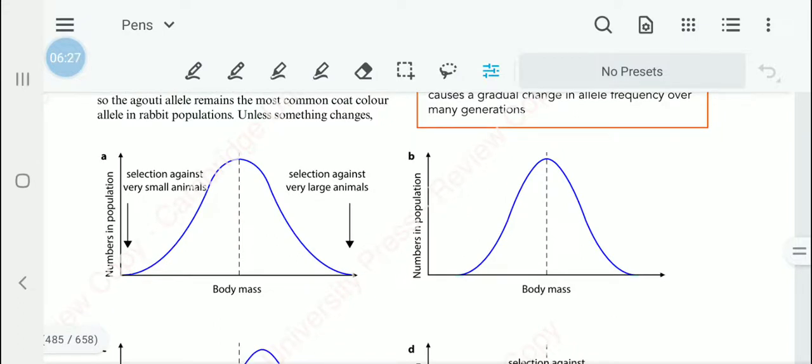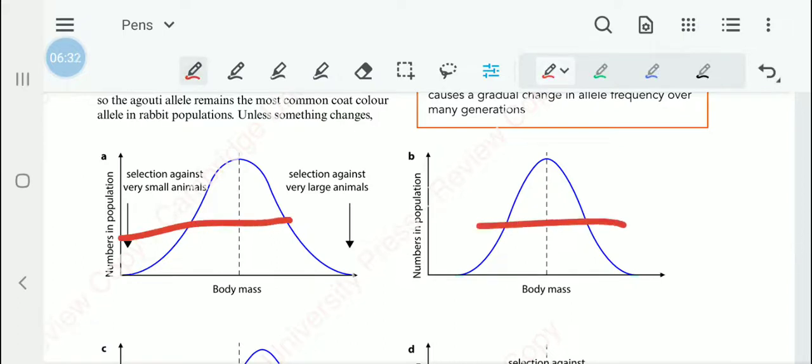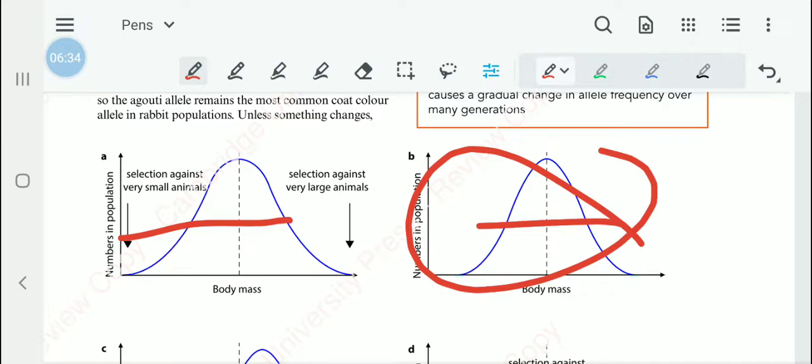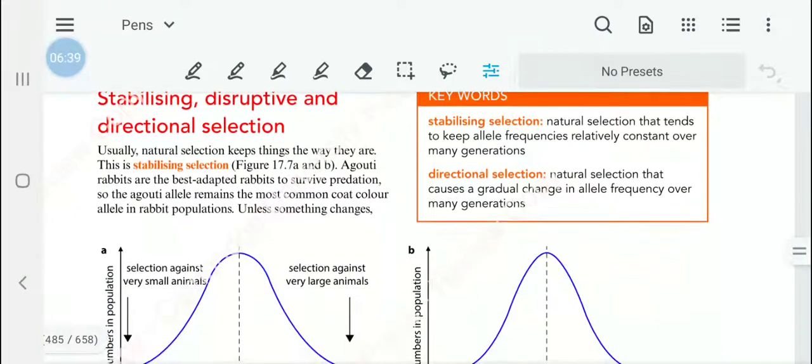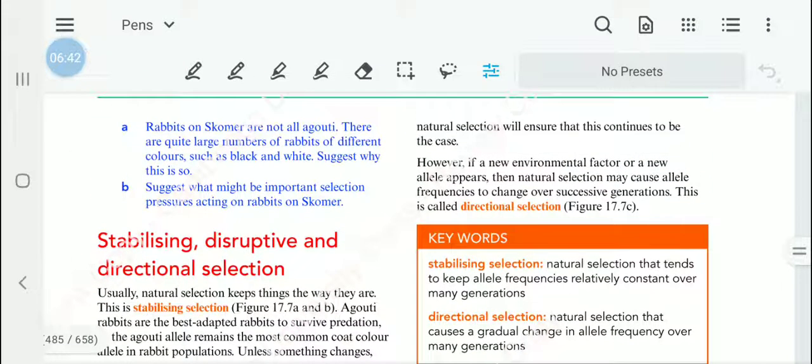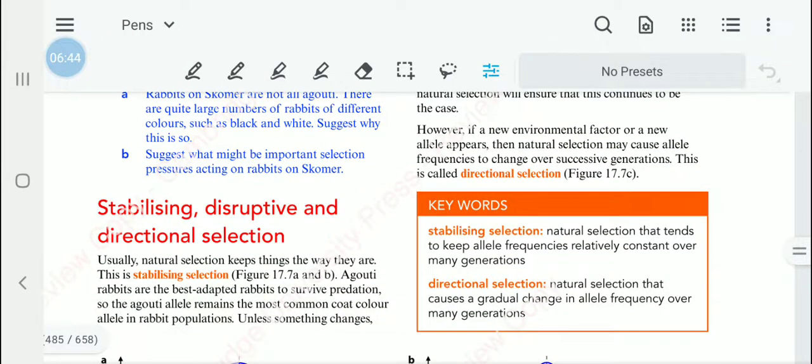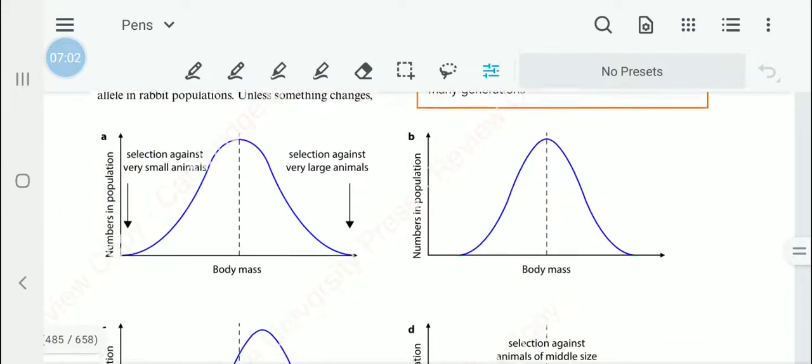Please draw the B chart. As you can see, the width here and the width here are different. This one has lesser width. Leave a line and write: if a new environmental factor or a new allele were to appear, natural selection may cause allele frequencies to change over successive generations. This is called directional selection.